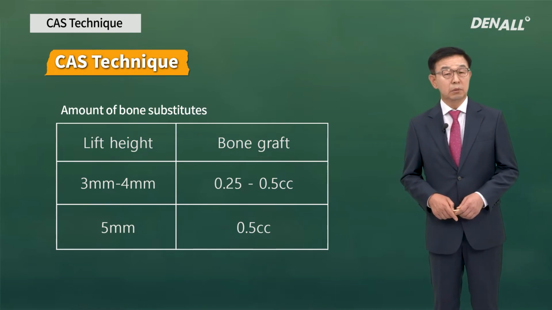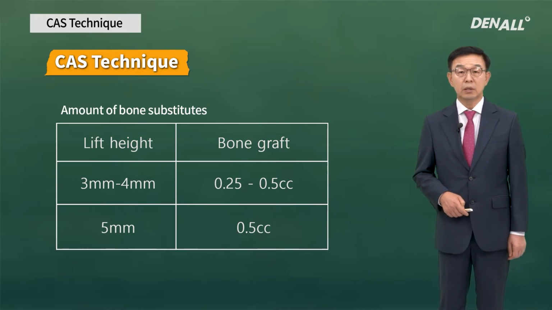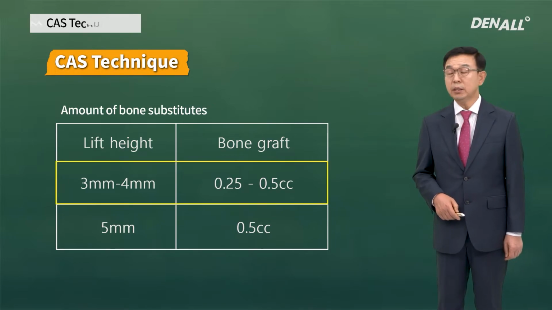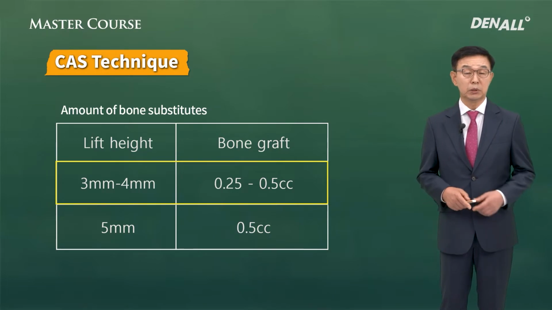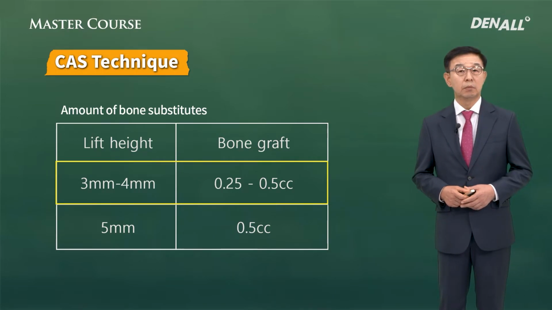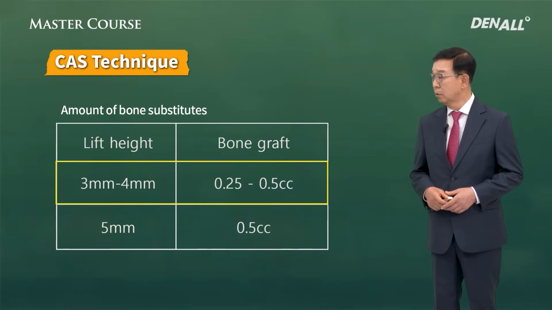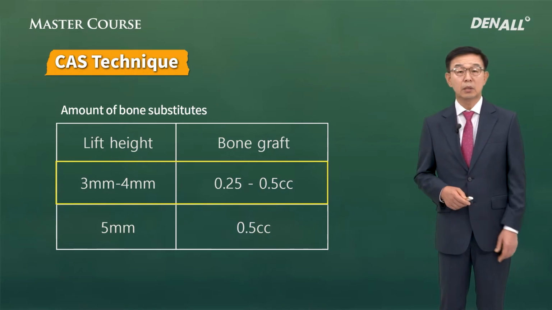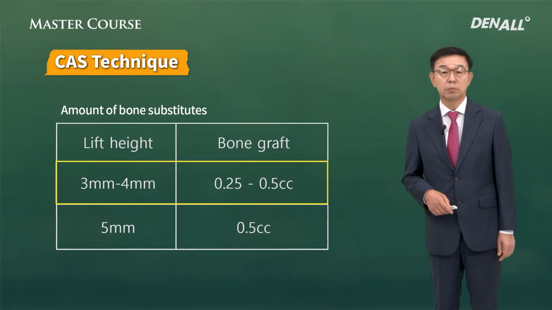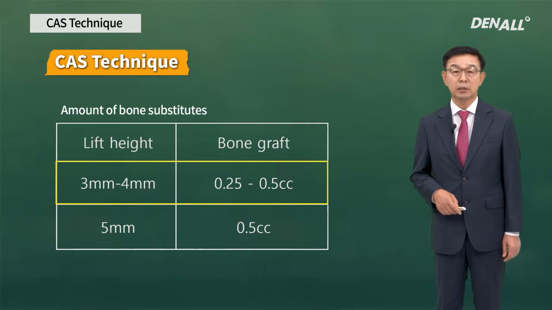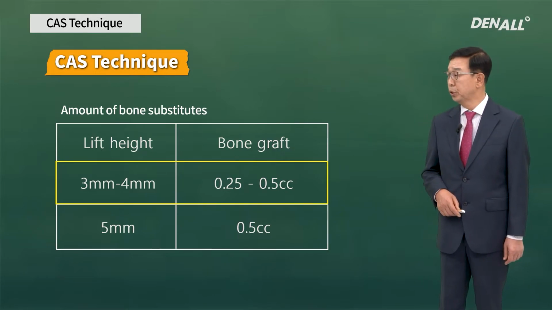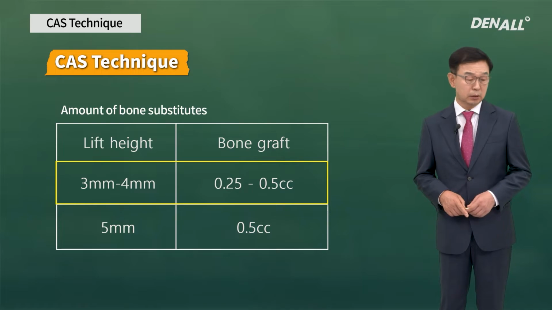In the case of crestal approach, unlike lateral approach, when we do bone graft, we determine the amount of bone graft and then proceed with the surgery. It's a blind technique. If you put it in excessively, sinus membrane can be perforated. You do sinus lift by 3 to 4 millimeter. You use 0.25 to 0.5 cc, and that should be sufficient.